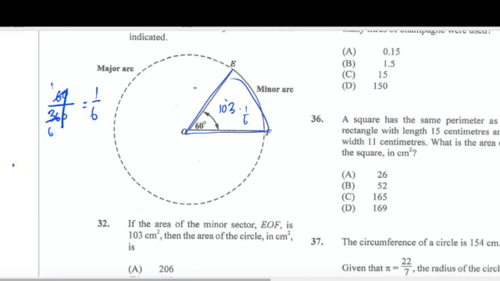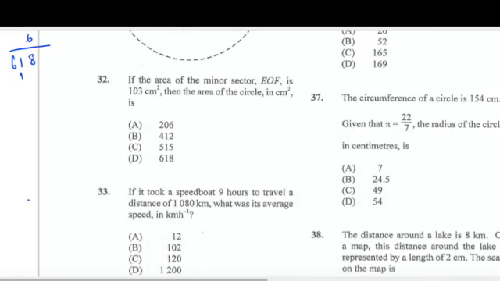So therefore, if that little piece is 103, then 6 of those will give me the entire circle. So I have 103 times 6. So 6 times 3 gives me 18. 0 times 6 is 0 plus 1. And 1 times 6 is 6. So 618.